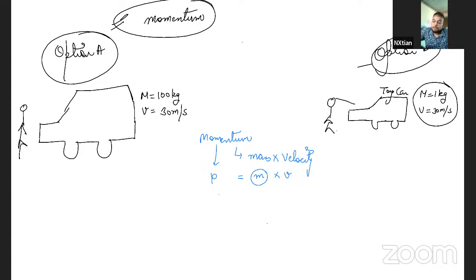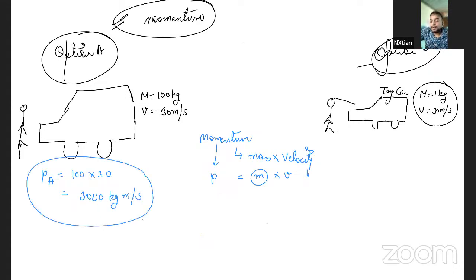In the same way, if I calculate the momentum of option A, PA, it becomes mass, which is 100, times velocity, which is 30. So it is 3000 kg meter per second, the momentum of option A. But if I calculate option B, it will be 30 kg meter per second.